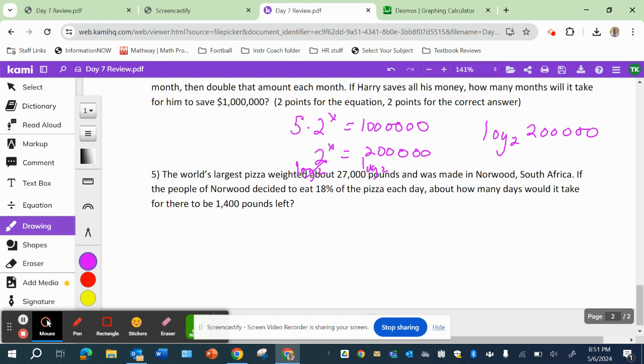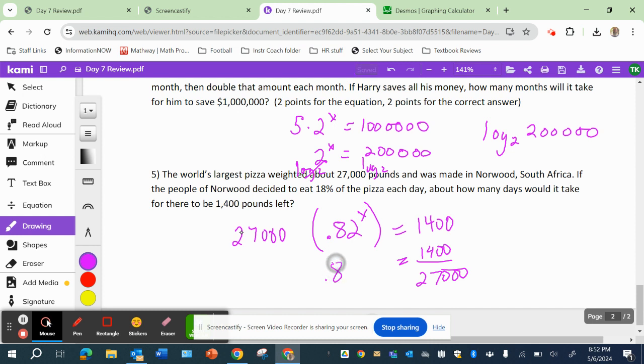How long would it take them to have a certain amount of time left? So you had 0.82 to the x times the 27,000. How long till it's 1400? So you divide 1400 by 27,000 and then take log base 0.82 of that.